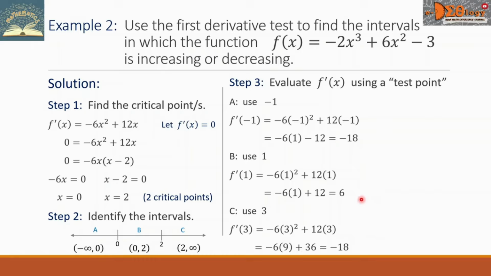Now let us identify whether increasing or decreasing on the interval. Look at our interval A. The value here is negative. So we say that it is decreasing on interval A. What about interval B? The value we got here is positive, and we say that it is increasing on interval B. What about interval C? The value we got here is negative. So we say that it is decreasing on interval C.